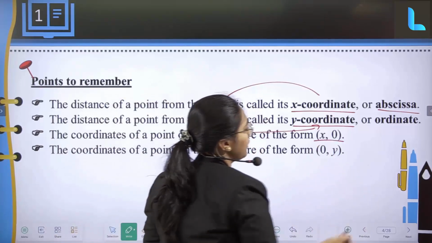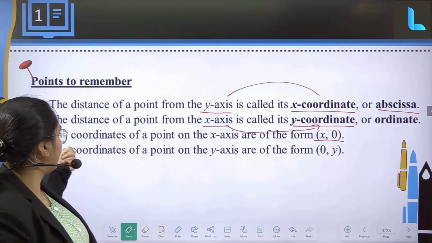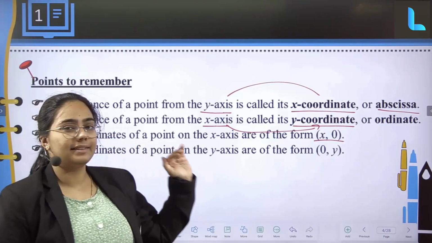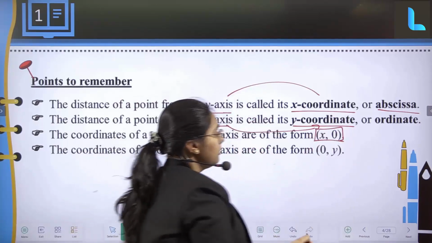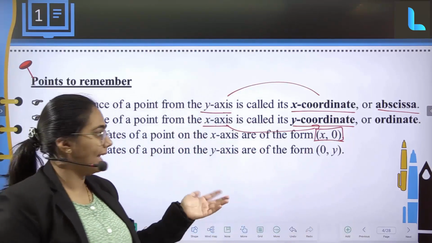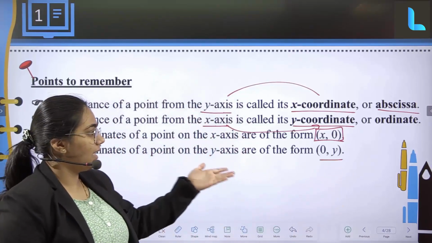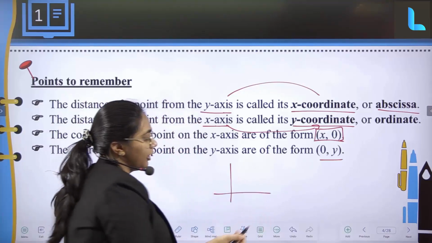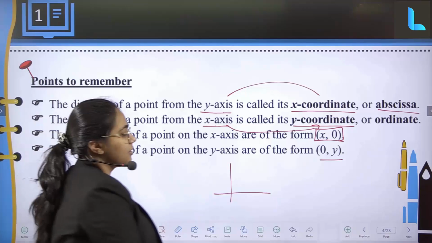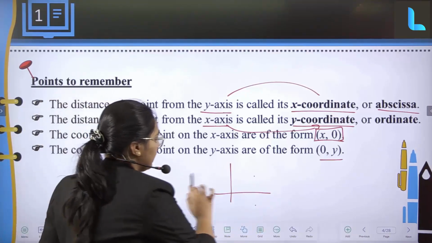Whenever in questions these two things will be utilized. Whenever they say the coordinates of a point on the x axis, it is going to be of the form x comma 0. If it is on the y axis, then it is going to be 0 comma y. Clear? It is very basic because on the x axis, y is 0, and on the y axis, x is 0. That is the reason. Clear?